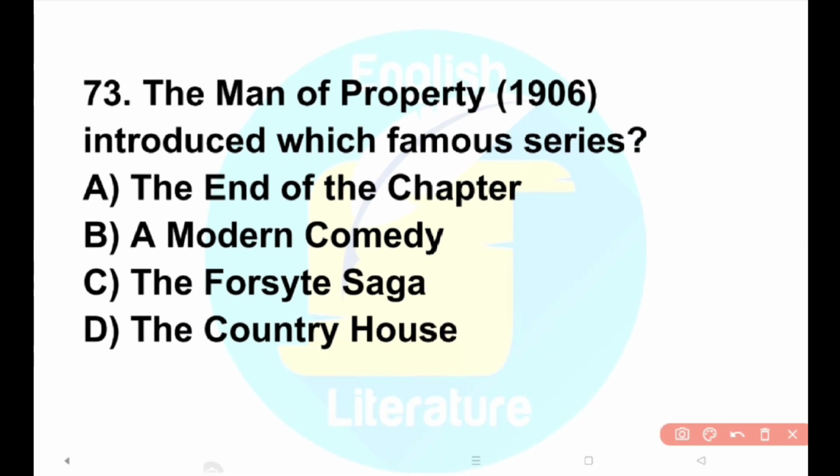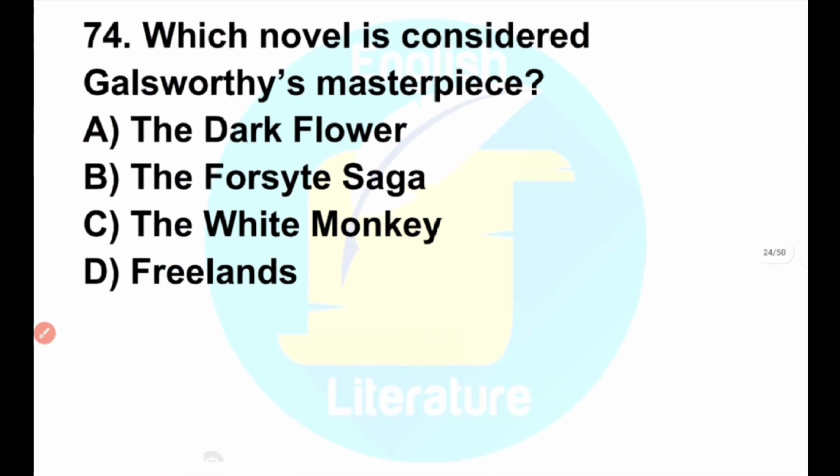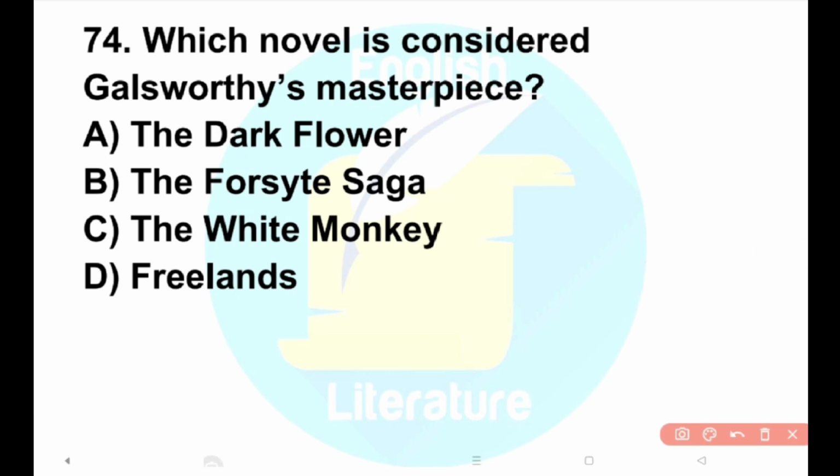The Man of Property, 1906, introduced which famous series? Option C, The Forsyte Saga. Which novel is considered Galsworthy's masterpiece? Option B, The Forsyte Saga. The Forsyte Saga, particularly its 1922 trilogy, is widely regarded as Galsworthy's masterpiece.